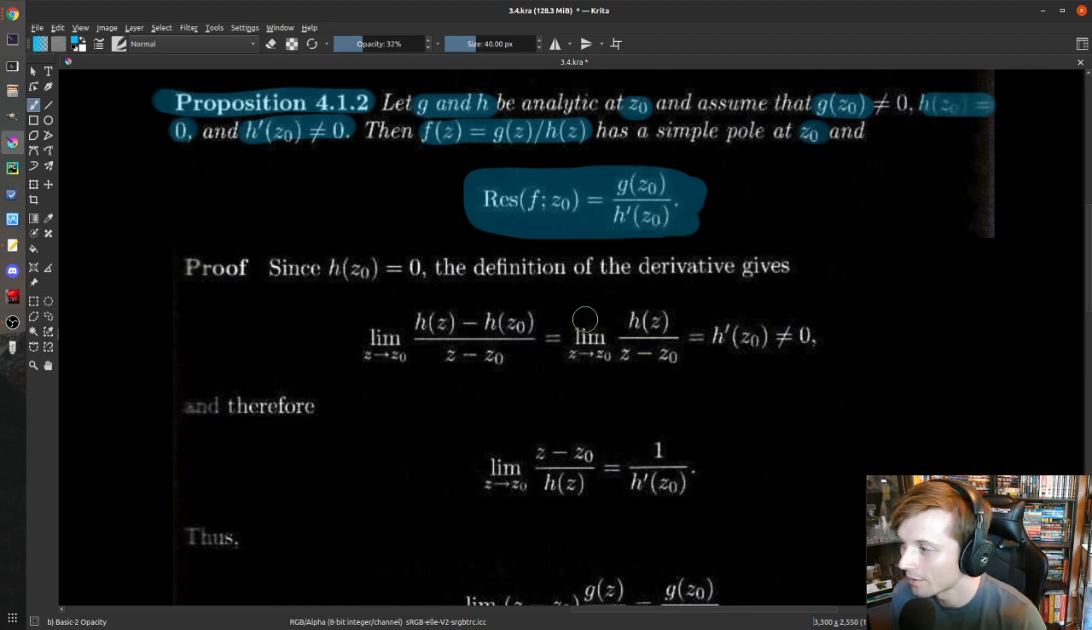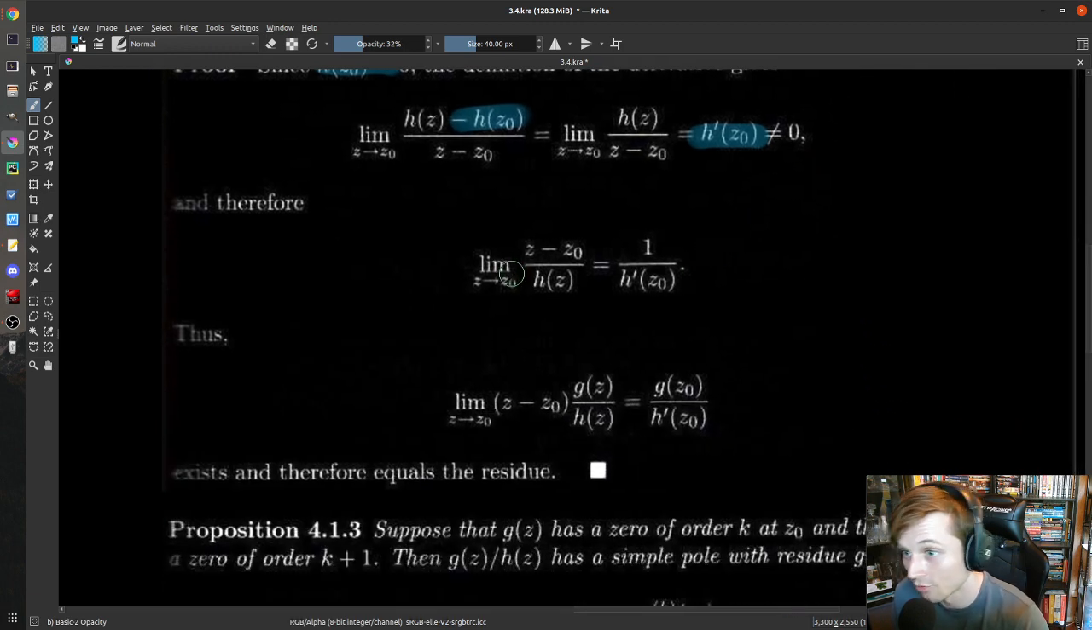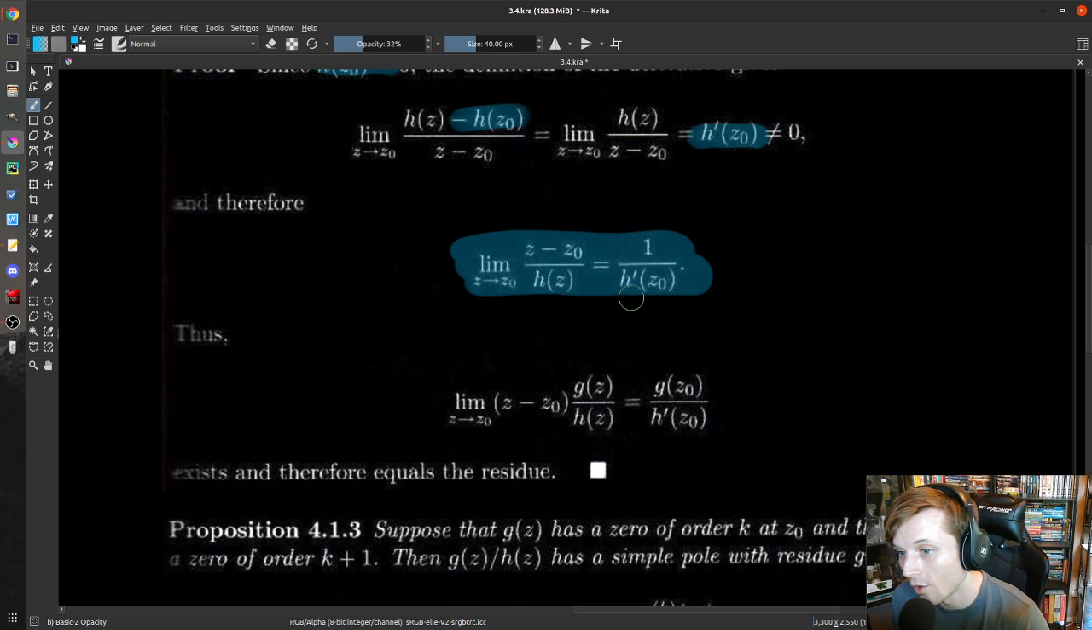Oh, okay, let's try this out. By the definition of the derivative, the limit as z goes to z naught of h of z minus h of z naught over z minus z naught is h prime of z naught. Well, h of z naught is 0, so that just goes away. And so the limit as z goes to z naught of h of z over z minus z naught is h prime of z naught, and that's not equal to 0. So just flip everything over. The limit as z goes to z naught of z minus z naught divided by h of z is 1 over h prime of z naught. How about it?